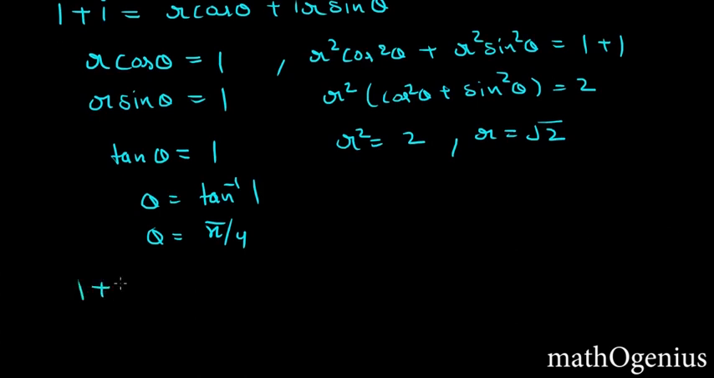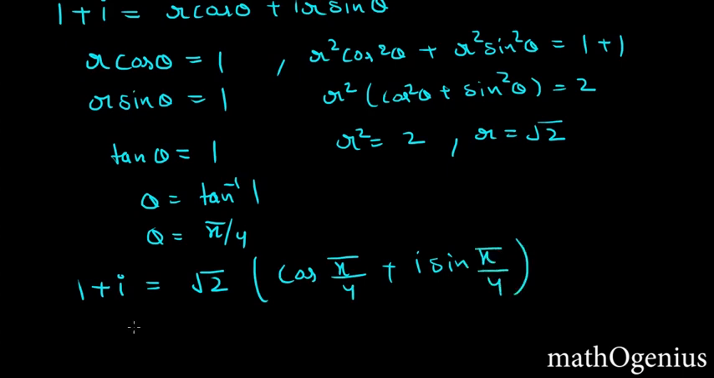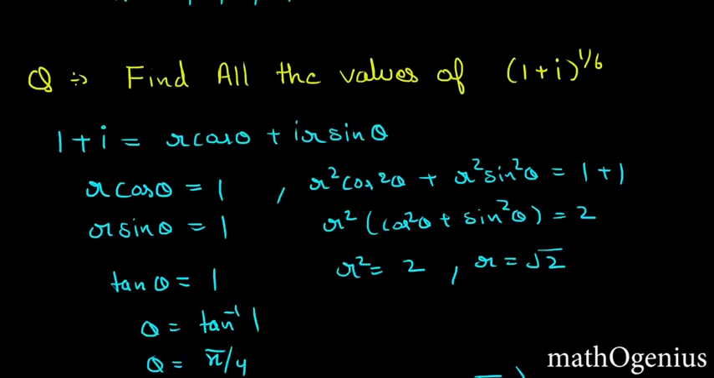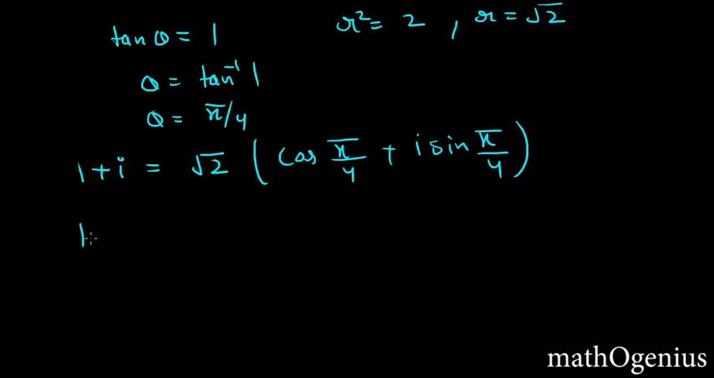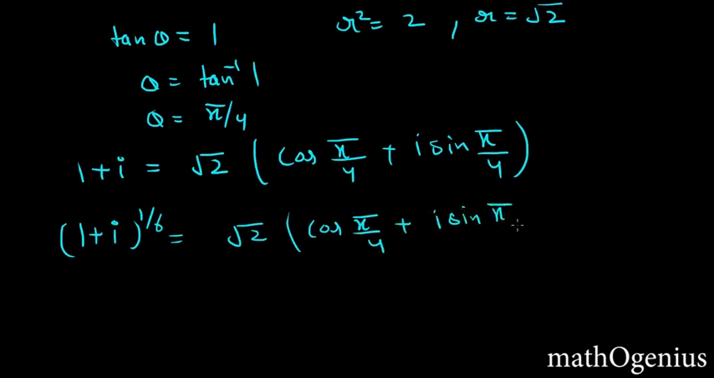We get 1 plus iota is equal to root 2. We took the r common, so it will be easier to solve further. Cos theta, which is pi by 4, plus iota sine theta, which is pi by 4. Now let's add the power in here, which is asked in the question. So 1 plus iota raised to the power 1 by 6 is equal to root 2 cos pi by 4 plus iota sine pi by 4, raised to the power 1 by 6.